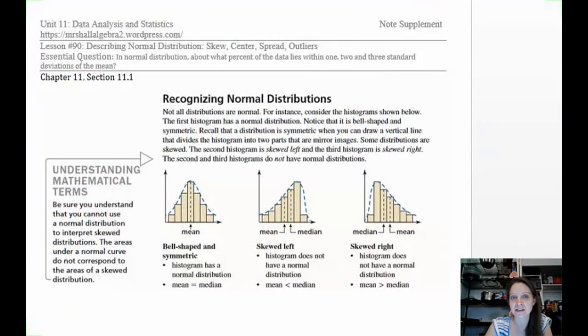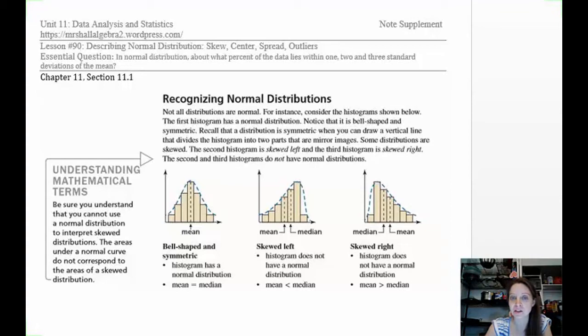Recognizing normal distributions. Not all distributions are normal. For instance, consider the histogram shown below. The first histogram has a normal distribution. Notice that it is bell-shaped and symmetric. Recall that a distribution is symmetric when you can draw a vertical line that divides the histogram into two parts that are mirror images. Some distributions are skewed.